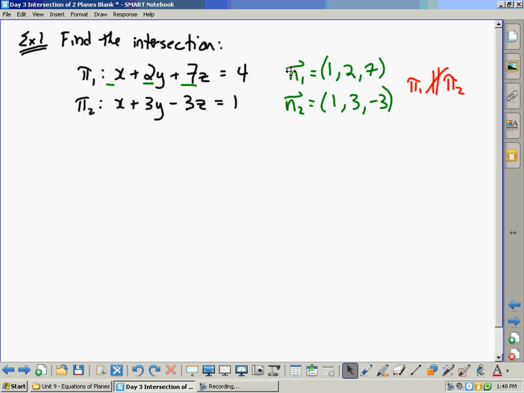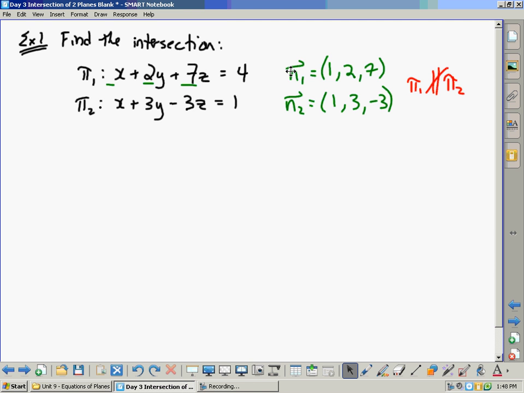So if we're looking at the three possibilities, we've eliminated the first and the second. They're not parallel and distinct, they're not parallel and the same, and so that means that they must intersect at a line. So now we have to figure out that line.